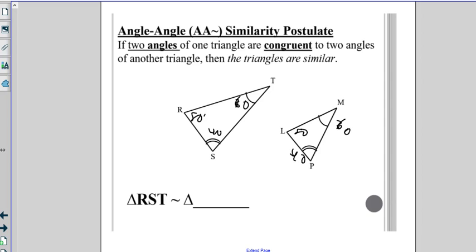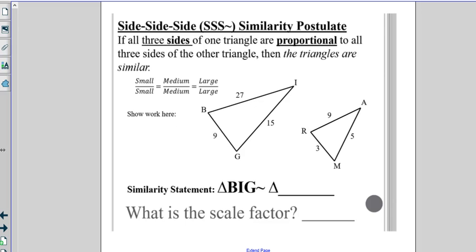So if you have 2 that are the same, that means one triangle is a smaller or bigger version of the other one. So in this case, RST, and remember, follow the rules. No angle, number 2, number 1. No angle, number 2, number 1. Triangle LPM. Simple enough.